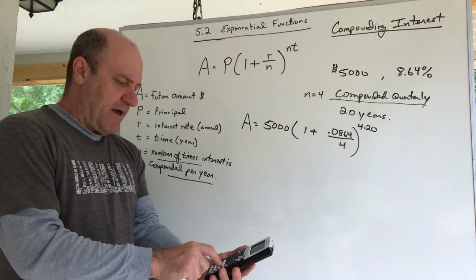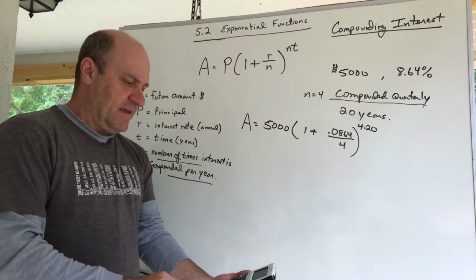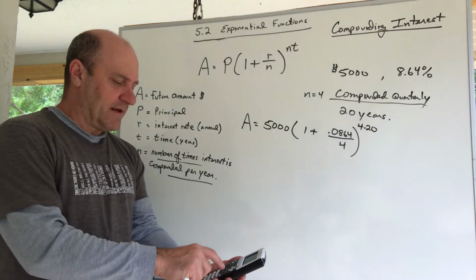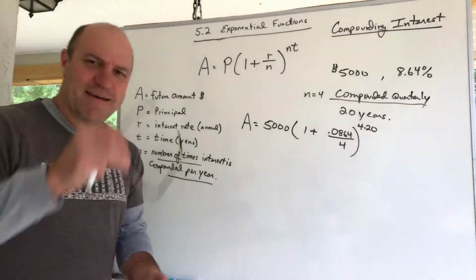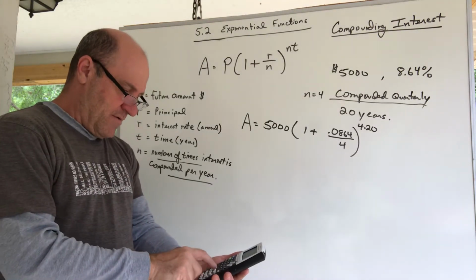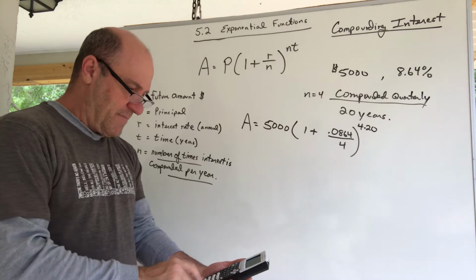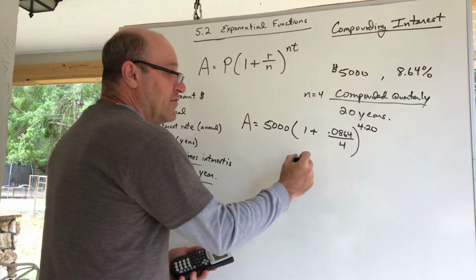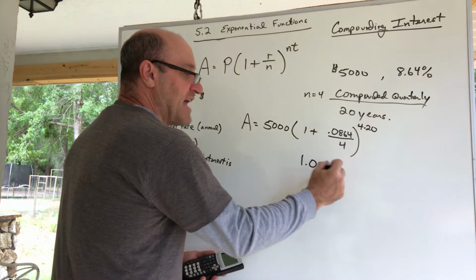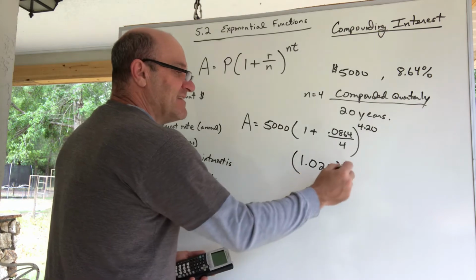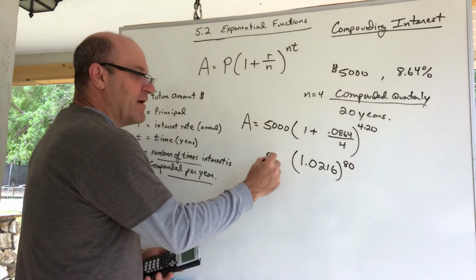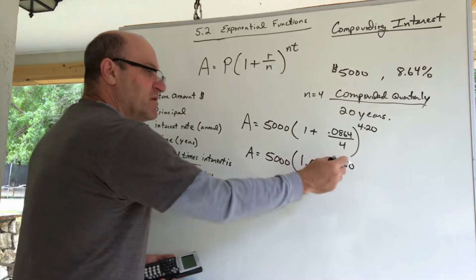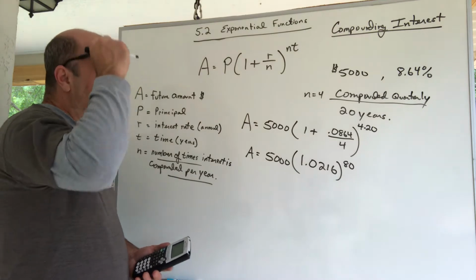0.0864 divided by 4 is... no, I screwed that up. Hang on, this might help. 0.0864 divided by 4 is 0.0216. When you add it to 1, you get 1.0216. That's my base. I'm going to raise that to the 80th and then multiply by 5,000. The 5,000 is not raised to the 80th. You've got to be careful of your exponentiation and your order of operations.